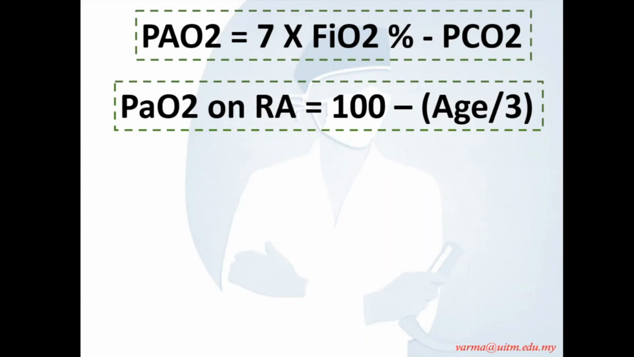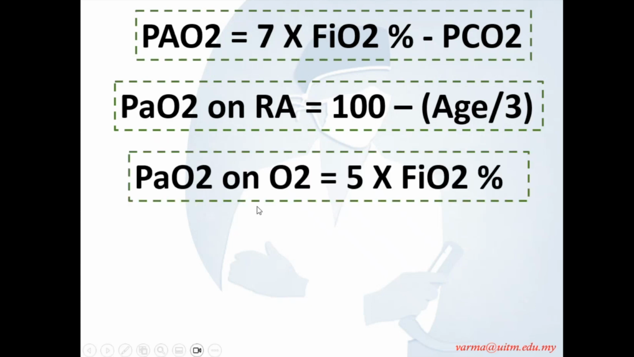If the patient is 20 years old, 20 divided by 3 is around 7. So 100 minus 7, you should get around 92 to 93 under room air. If it's anything below that, the patient is hypoxemic. This is on room air. If the patient is on oxygen, you have to multiply 5 times the FiO2 percentage. This is 7 times FiO2 minus PCO2 for alveolar. For arterial it is 5 times FiO2.